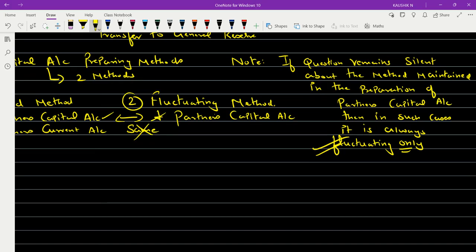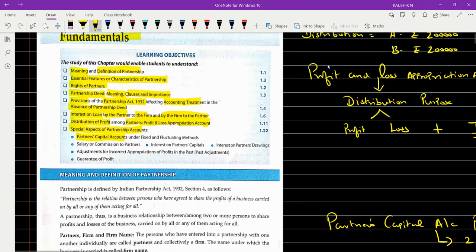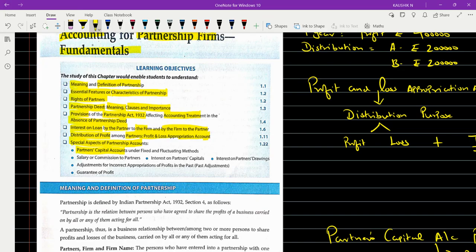Right. Next, what has been given? Let's see. It is mentioned very clearly under the fixed method and fluctuating methods, next, salary or commission to partners. This is what we have discussed. What is the name given for this? Salary and commission form part of? Exactly, good. It is a part of remuneration to the partners.